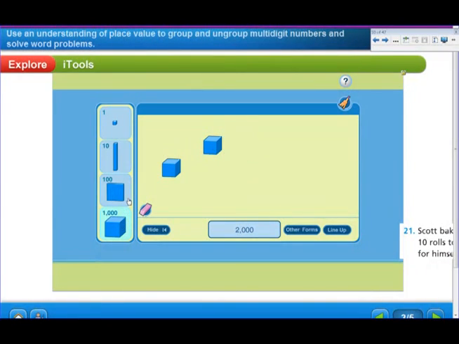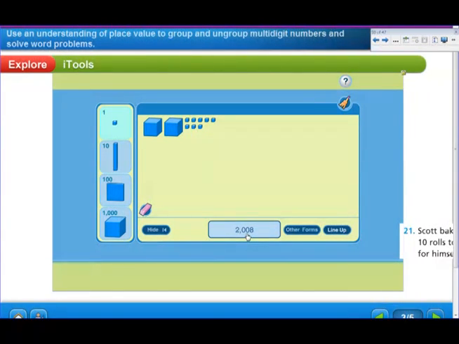2008. 2008, do we have any 100s? Do we have any 10s? Do we have any 1s? Let's try it. 110. 2010. Uh-oh. We want 2008. 1, 2, 3, 4, 5, 6, 7, 8. Line them up. And 2008, notice there are no 100s and there are no 10s in that number.